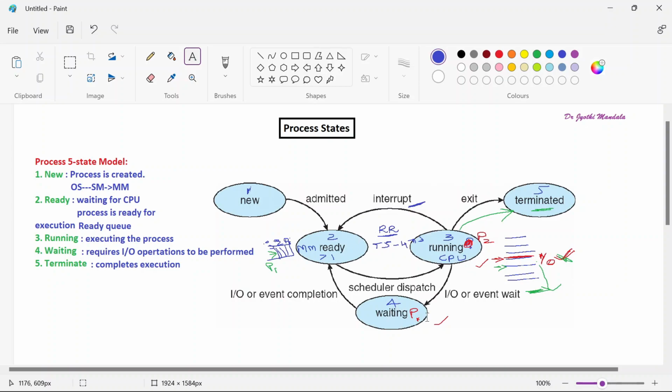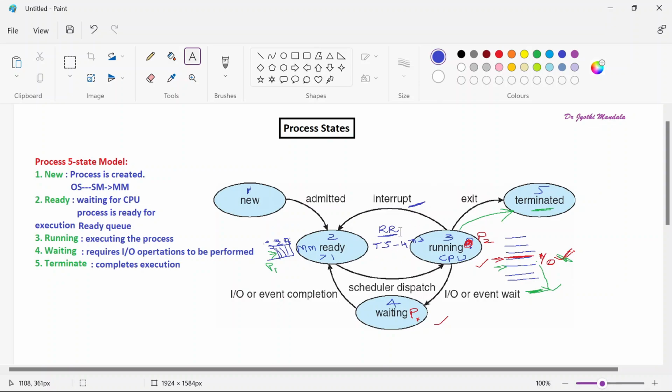If it requires the IO operations to be done, then only it will move to the waiting state. Also remember one more point: it is not mandatory that all processes should be interrupted and moved back to the ready state. It depends upon the scheduling algorithm. Suppose you take the first come first serve algorithm, FCFS, then one process will be taken, and if no IO operation is there, all the instructions will be executed and it will be moved to the terminate state. It always depends upon the type of algorithm you are choosing.